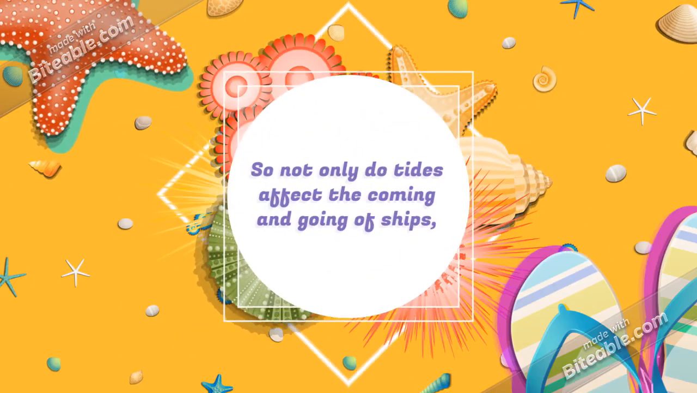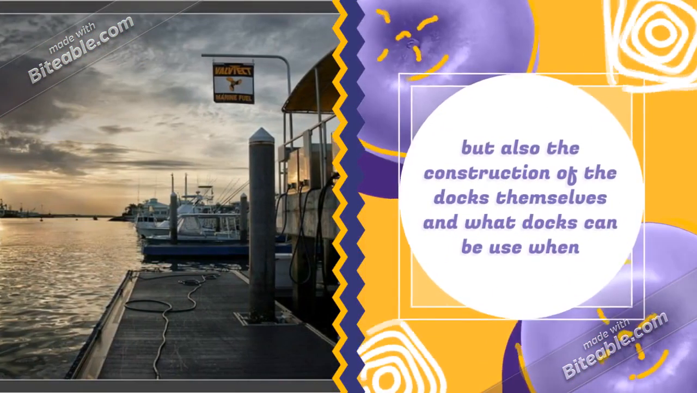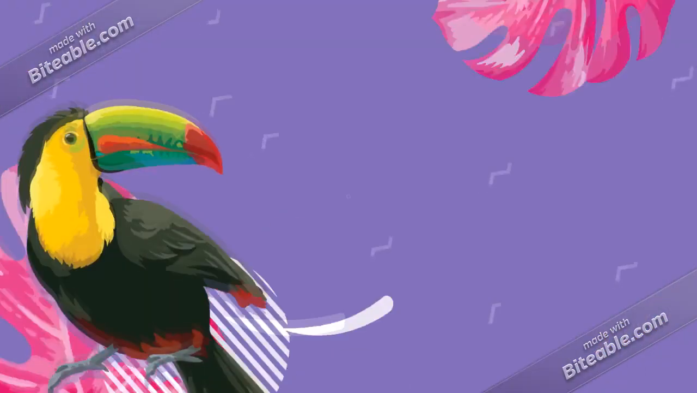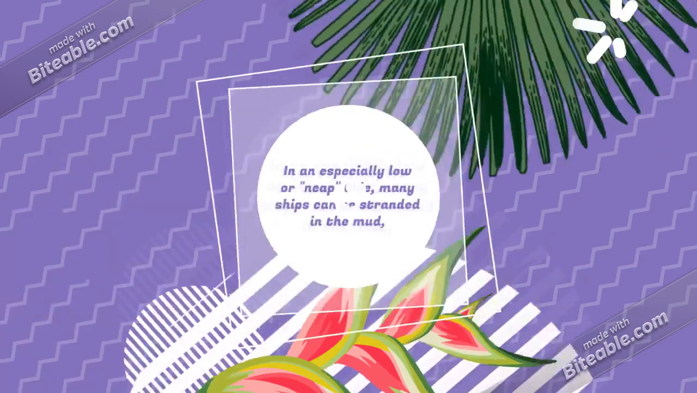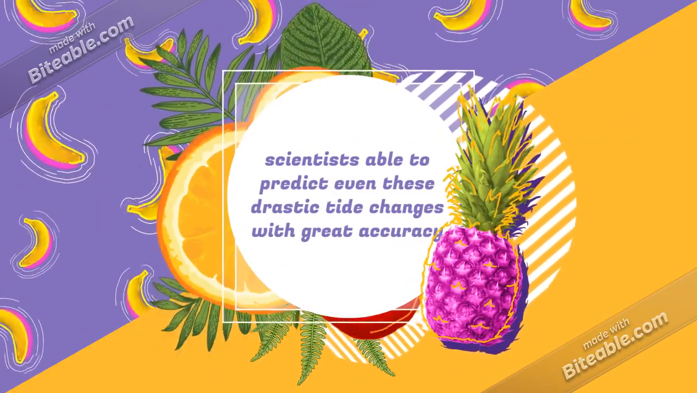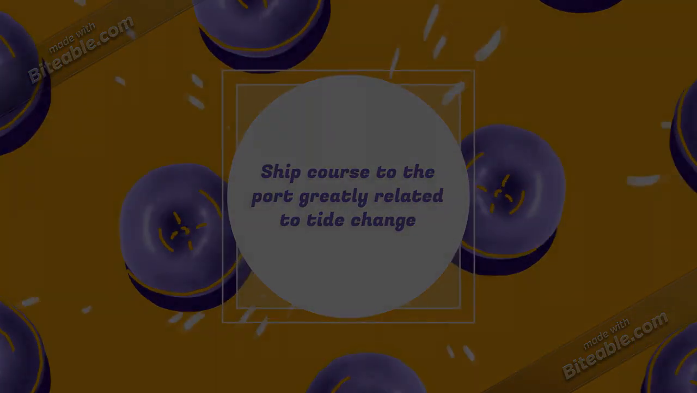So not only do tides affect the coming and going of ships, but also the construction of the docks themselves and what dock can be used when. In an especially low or neap tide, many ships can be stranded in the mud. Scientists are able to predict even this drastic tide change with great accuracy. Ship cost to the port is greatly related to tide change.